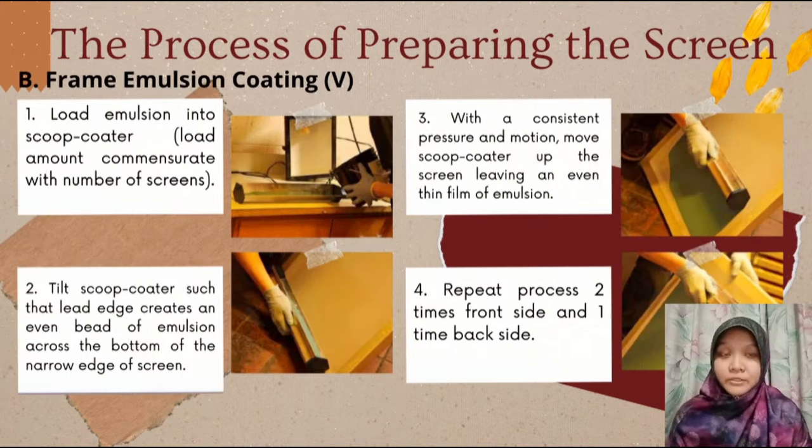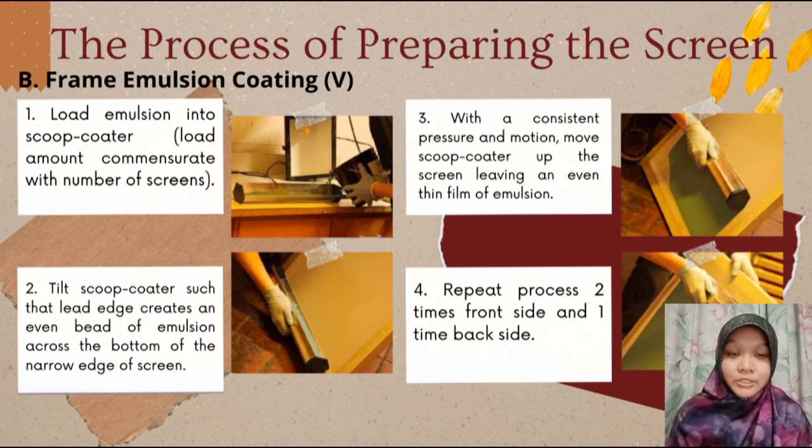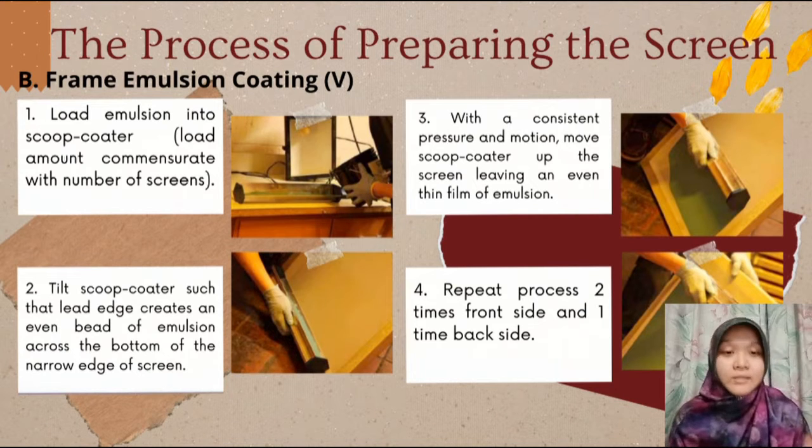For the frame emulsion coating, the first one, load emulsion into the scoop coater, where the load amount is commensurate with the number of screens. Then we need to tilt the scoop coater such that the lead edge creates an even bead of emulsion across the bottom narrow edge of the screen. The third one, with a consistent pressure and motion, move the scoop coater up the screen, leaving an even thin film of emulsion. And then we have to repeat the process 2 times on the front side and 1 time on the back side.